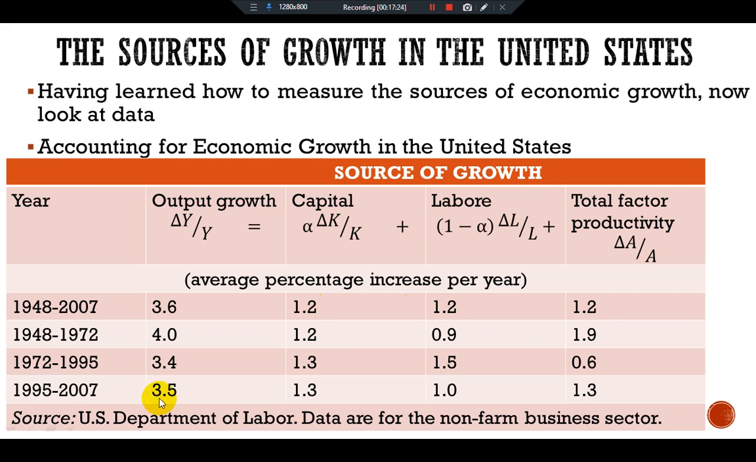This data also shows that growth in total factor productivity showed a slowdown during the period from 1972 to 1995. So see here we have the slowdown in total factor productivity. Then it improved during 1995 to 2007. So see here we have an increased level of total factor productivity.